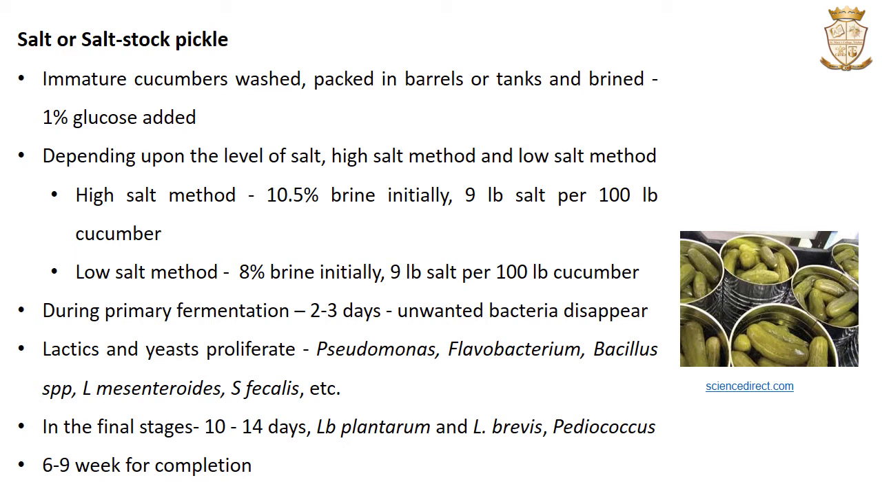During the primary fermentation for about 2 to 3 days, most of the unwanted bacteria will disappear and the lactic acid bacteria and yeast will proliferate. Initially, there will be Pseudomonas, Flavobacterium, Bacillus, Leuconostoc, Streptococcus faecalis, etc. And during the final stages, after 10 to 14 days, Lactobacillus plantarum and Lactobacillus brevis followed by Pediococcus will predominate. The traditional process takes 6 to 9 weeks for completion.